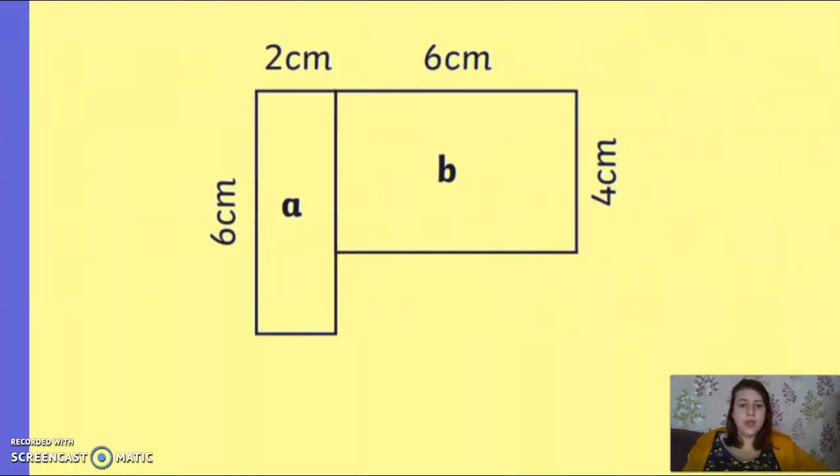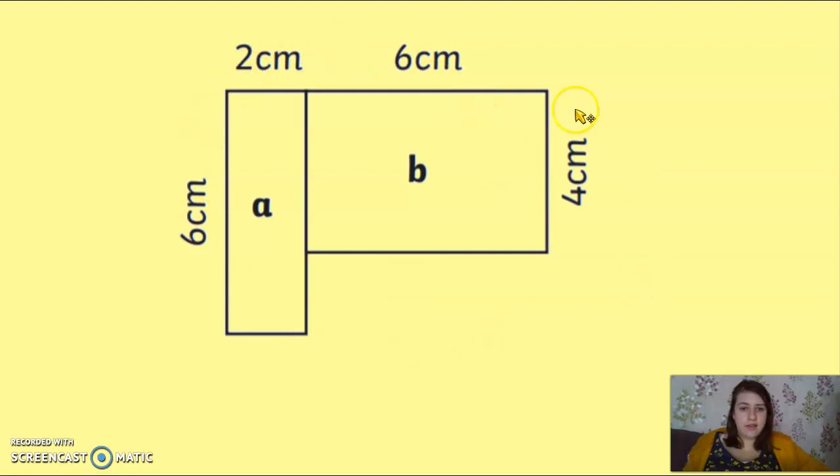So what I want you to do is have a look at this shape. Now this shape has already been split up for you, so you don't have to visualize it so much. You can just have a look. But we're still missing some sides. So let's start with the area first of all. Now the area of shape A. Now we're given the length and the width. So all we need to do is times 6 by 2, which is going to give me 12. So that is the area for shape A.